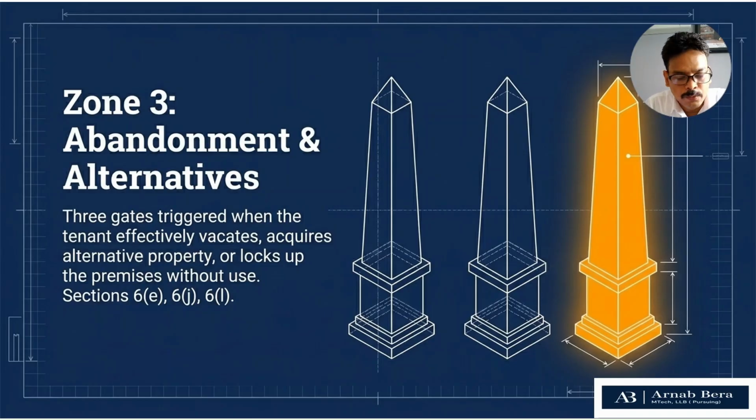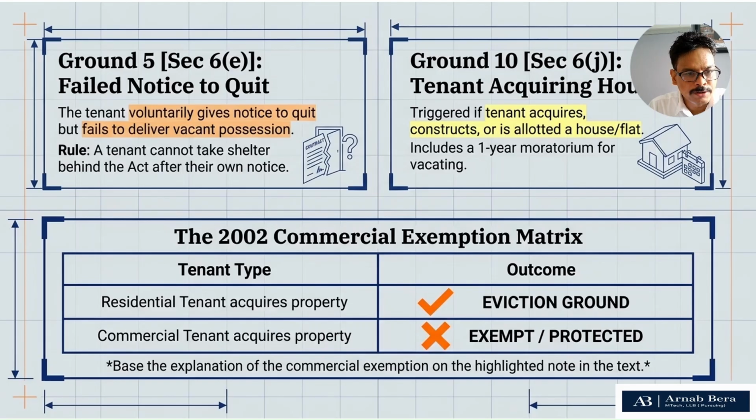Now we'll discuss the zone 3, or amendment or alternative. There are some grounds triggered when the tenant effectively vacates, acquires alternative property, or locks up the premises without use. So these are sections 6E, 6J, and 6L. We will discuss more on this.